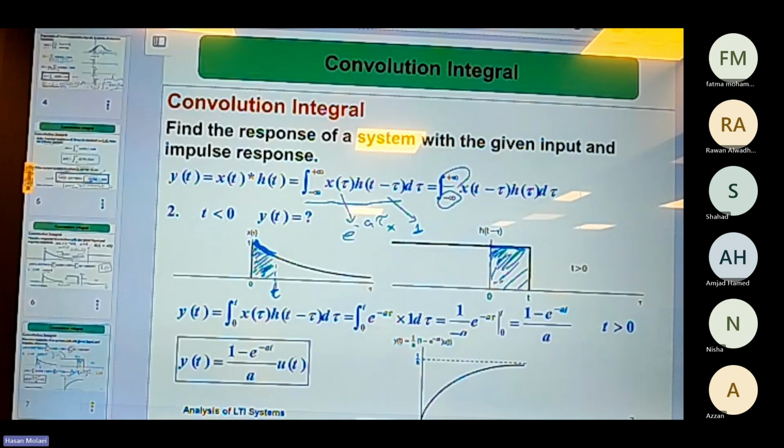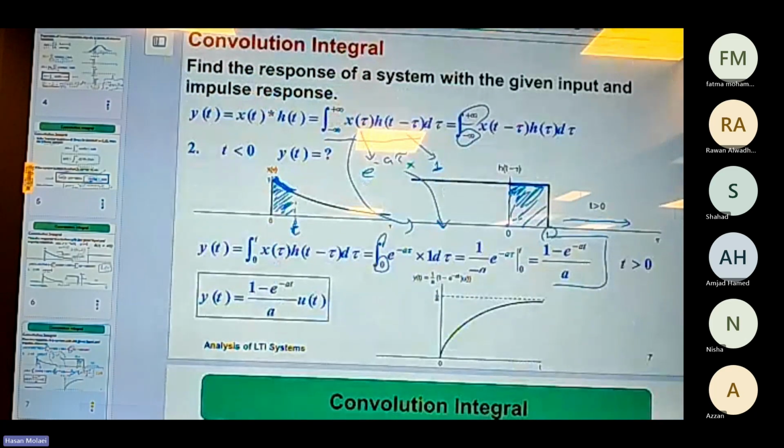So what should be the integral start and end point? From 0 to t. Yeah, exactly. From 0 to t. So easily we can, like, 0 to t. This is x tau, h tau. I can move t until infinity, if we don't have more than two different regions.